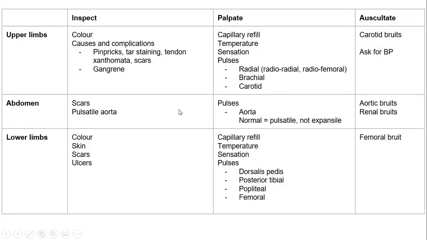So this is the summary of the OSCE. You can start with the upper limbs, have a look at what color it is. Is it nice and pink? You think about what the causes and complications might be. So if they've got diabetes, they may have pinpricks from when they're taking their sugar. They may have tar staining from smoking. There may be tendon xanthomata from hyperlipidemia. They might have scars from previous surgery. Look for any signs of gangrene. Hopefully anyone you see in an OSCE is not going to have gangrene, because that would be concerning.